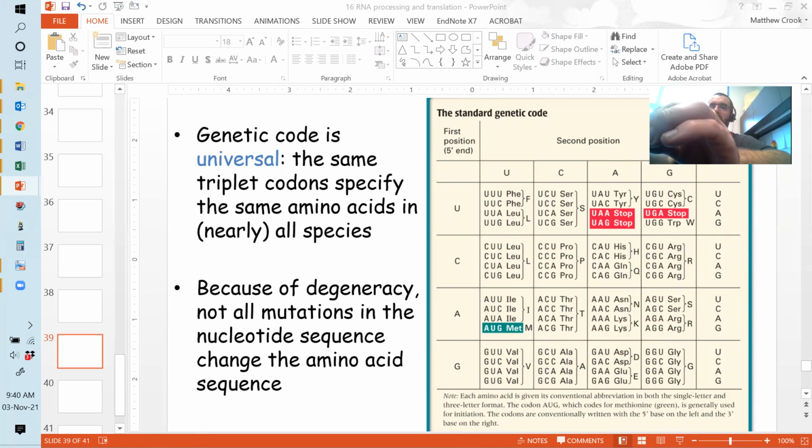A frame shift equals a nonsense protein. Actually also called a nonsense mutation for that same reason.